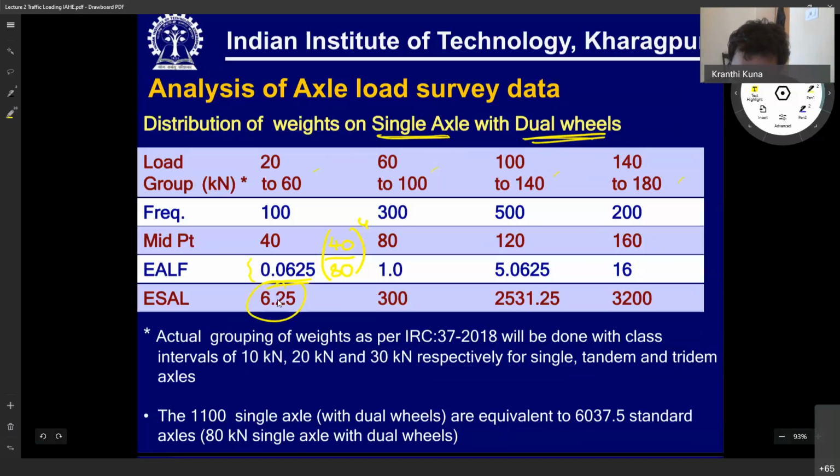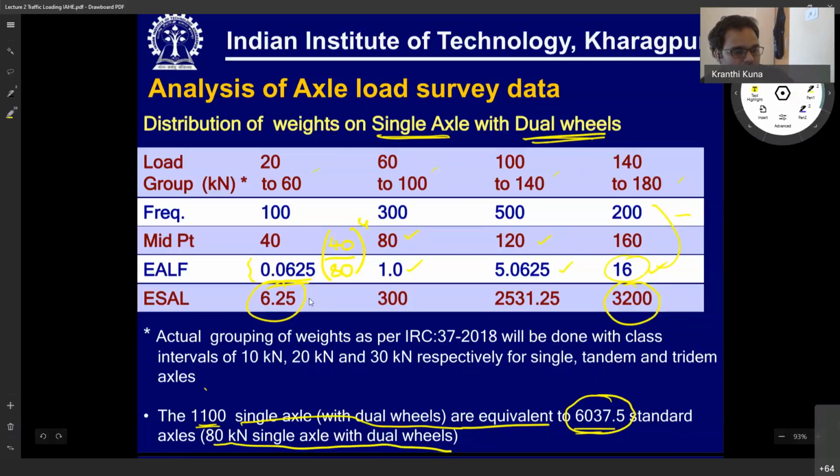If you run the same, obviously because it is 80, you will get 1. If it is 120, 5.062, 16. So these are axle load factors, and you multiply with this one. So what does this mean? So you have how many in total? 3, 5, 1100. You have 1100 vehicles as well. 1100 single axle with the dual wheel are equivalent to 6037.5 standard axles, where the standard axle is 80 kilonewton single axle with dual wheels.